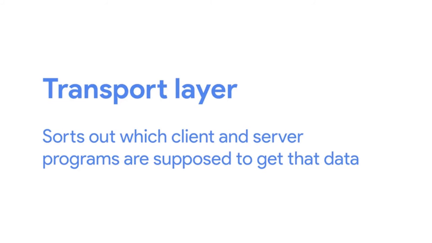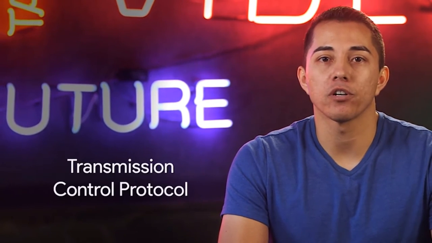While the network layer delivers data between two individual nodes, the transport layer sorts out which client and server programs are supposed to get that data. When you heard about our network layer protocol, IP, you may have thought of TCP/IP, which is a pretty common phrase. That's because the protocol most commonly used in the fourth layer, the transport layer, is known as TCP, or Transmission Control Protocol. While often said together as the phrase TCP/IP, to fully understand and troubleshoot networking issues, it's important to know that they're entirely different protocols serving different purposes.